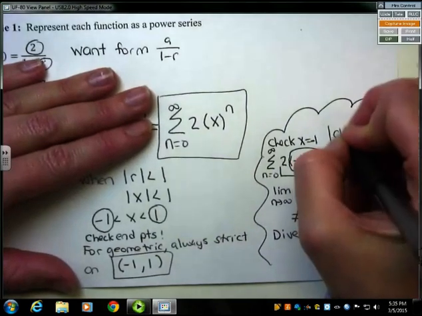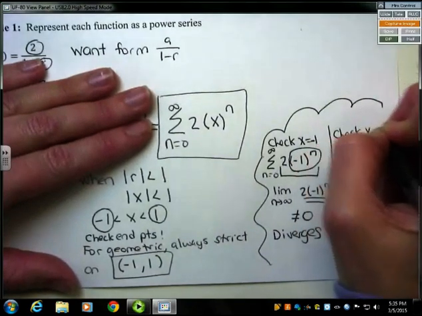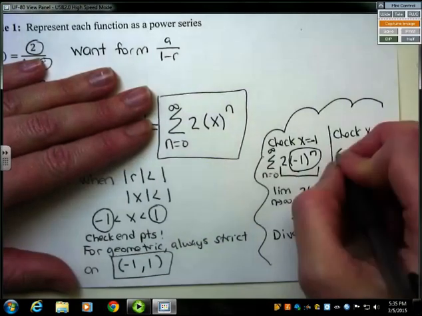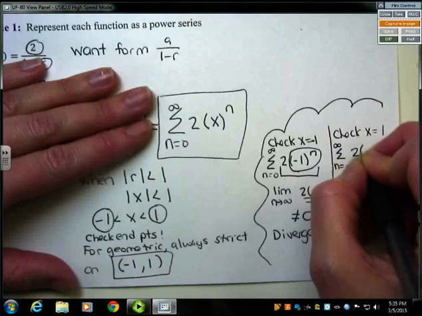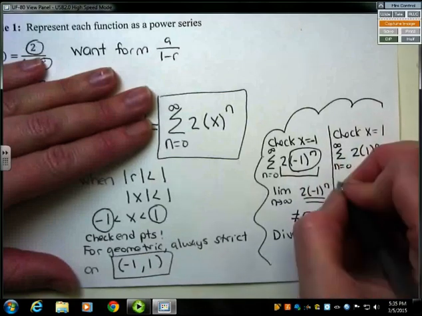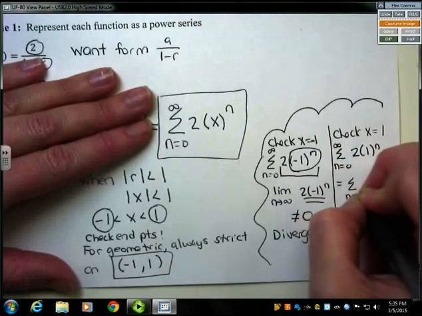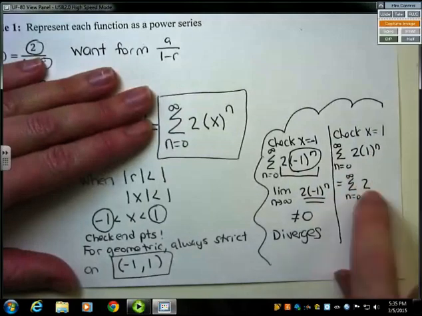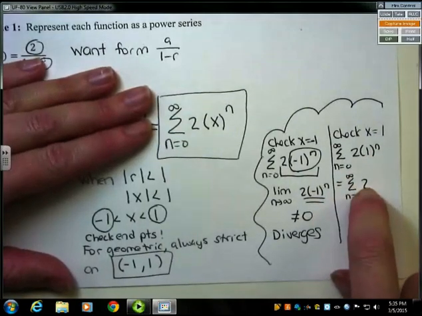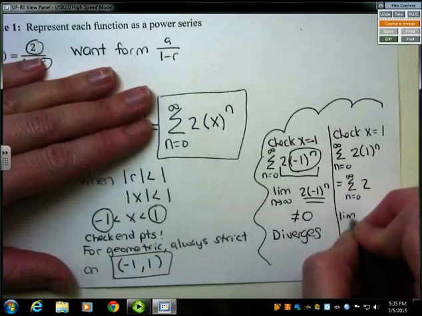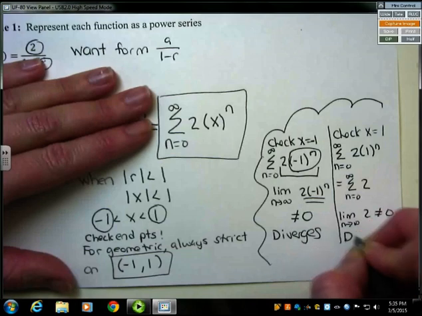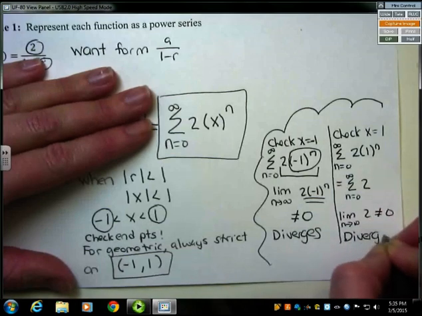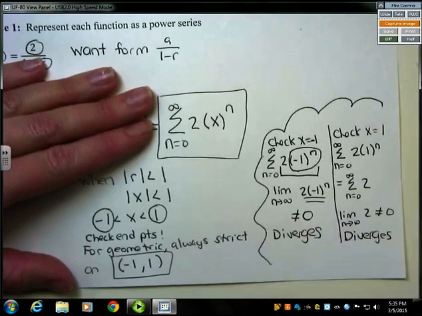If we check what happens when x equals positive 1, this would be the series going from 0 to infinity of 2 times 1 to the n. So you're looking at the series from 0 to infinity of 2. Again, the limit of the sequence inside is 2, which does not equal 0. So the test for divergence says that this also diverges, which means I don't want to include either endpoint.